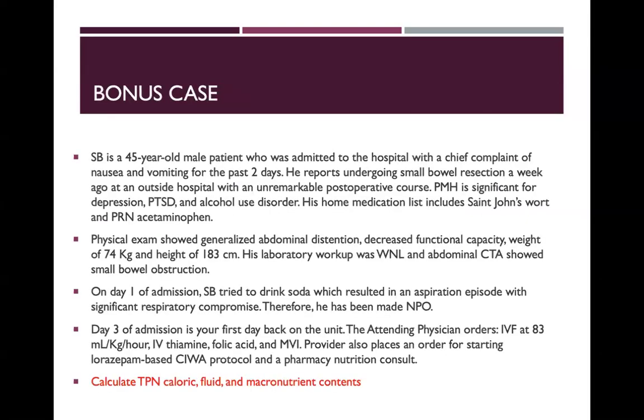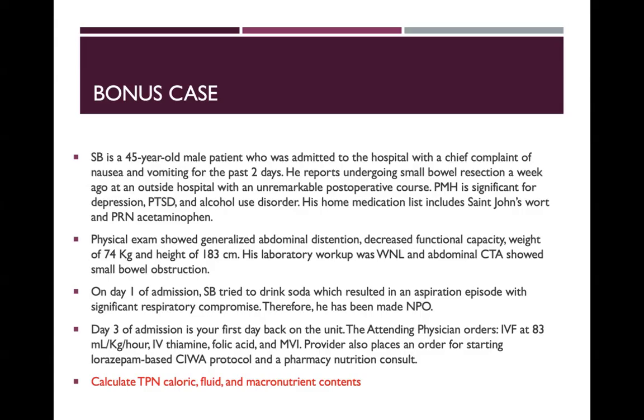All right, so we're done with SP. This is just a bonus case just to get you to practice again the math that goes in calculating parenteral nutrition. So we have a patient who, let me see if I can summarize that. Patient basically had some abdominal surgery and came in with nausea and vomiting, has some irrelevant past medical history, takes some medications that are also irrelevant. His weight today is 74 kilograms, height 183 centimeters. Lab workup shows nothing. The patient basically has small bowel obstruction.